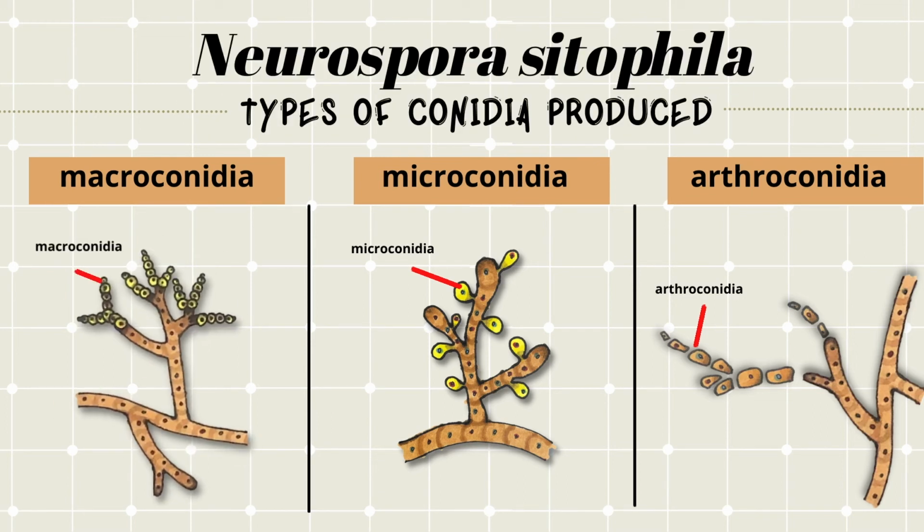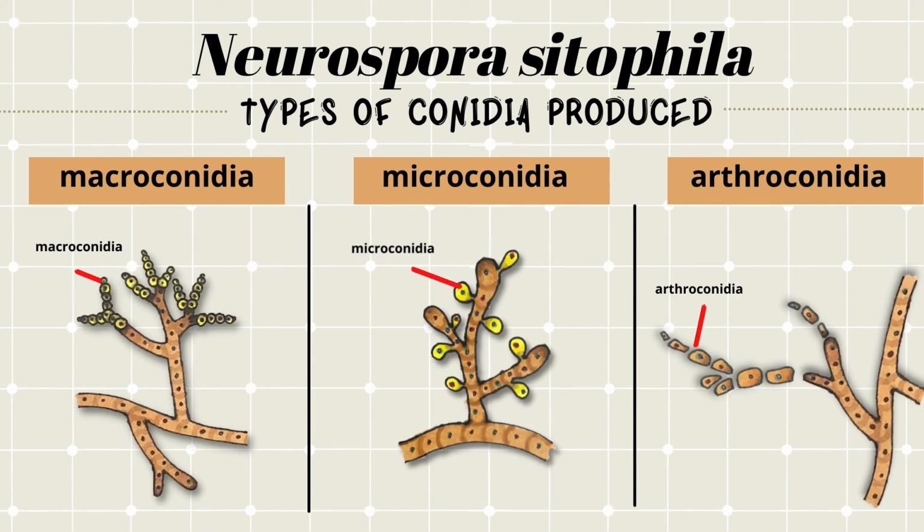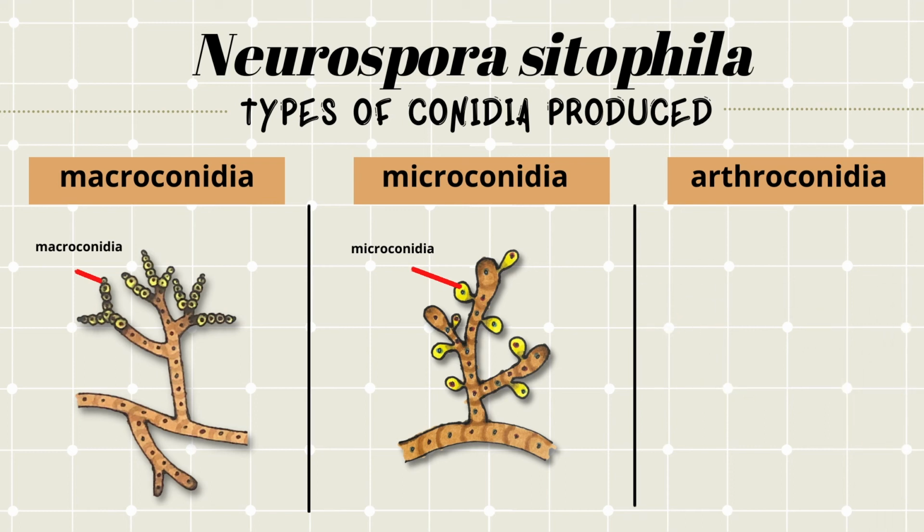Macroconidia are large multinucleate, multicellular spores produced from aerial hyphae. On the other hand, microconidia are small uninucleate spores. They are thought to serve primarily as male gametes in sexual reproduction. Arthroconidia are typically produced by segmentation of pre-existing hyphae. They are usually disseminated by wind.